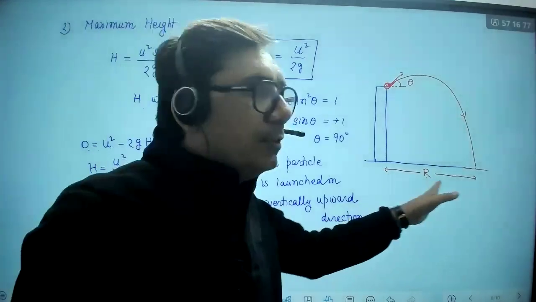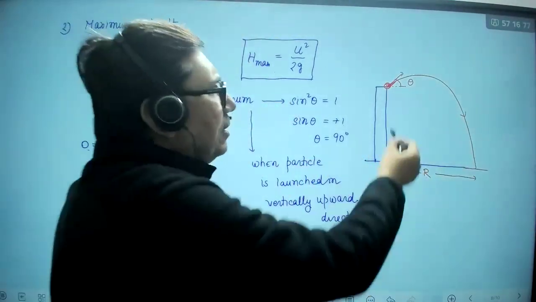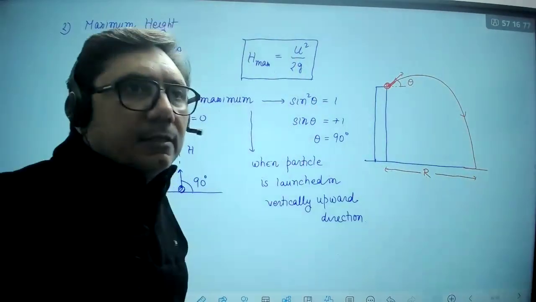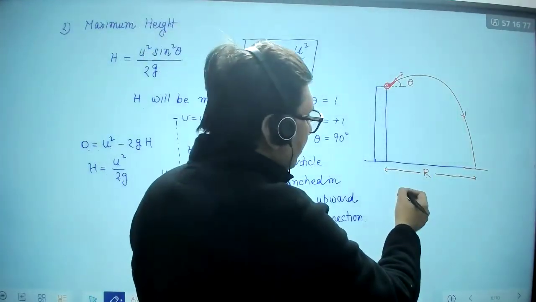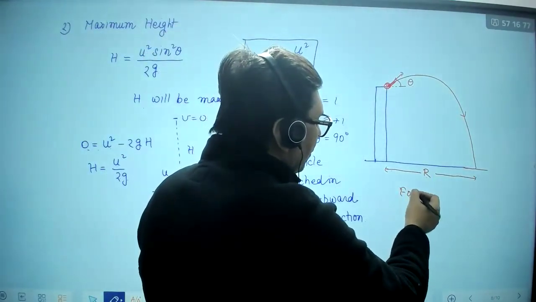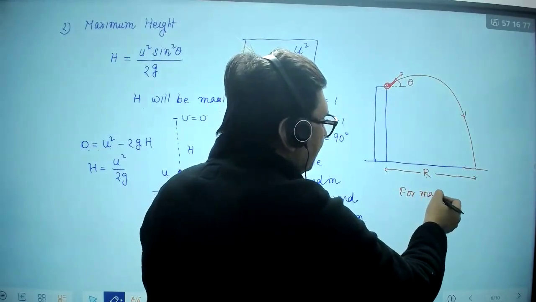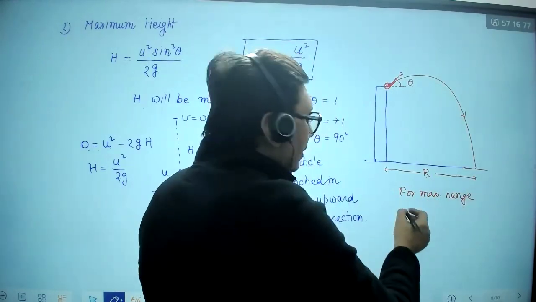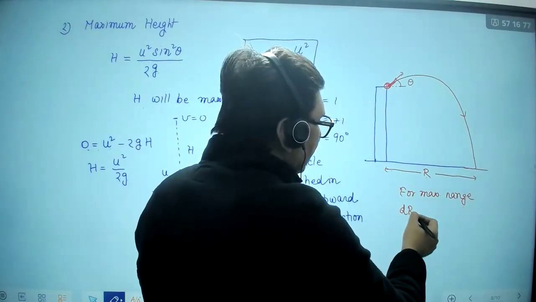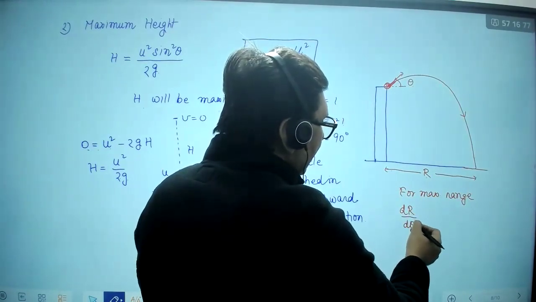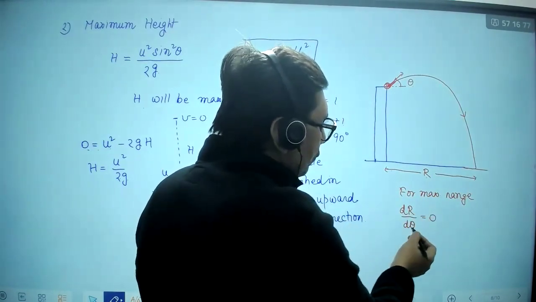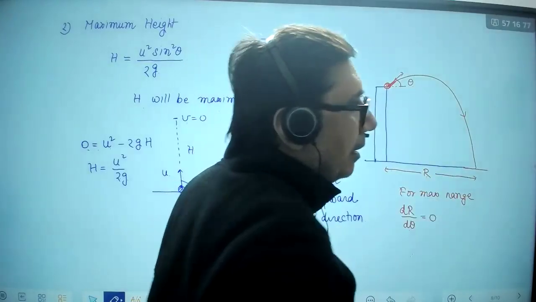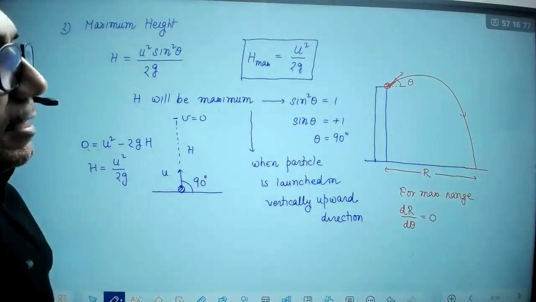First, find it for general values. Choose any theta and find the range R. Then apply the condition for maximum range: dR by d theta should be 0. From here you find theta, substitute back in the formula of range, and you will find the angle at which you get the maximum range.